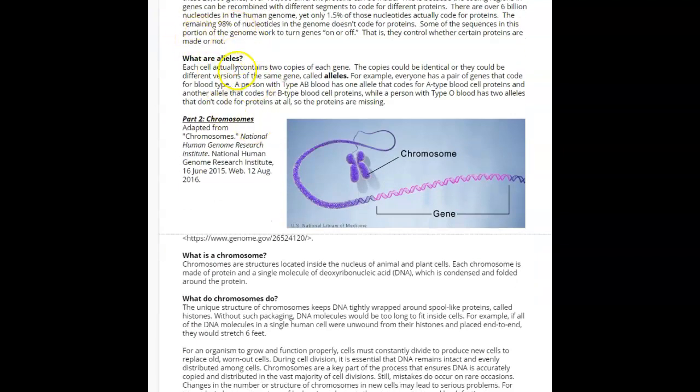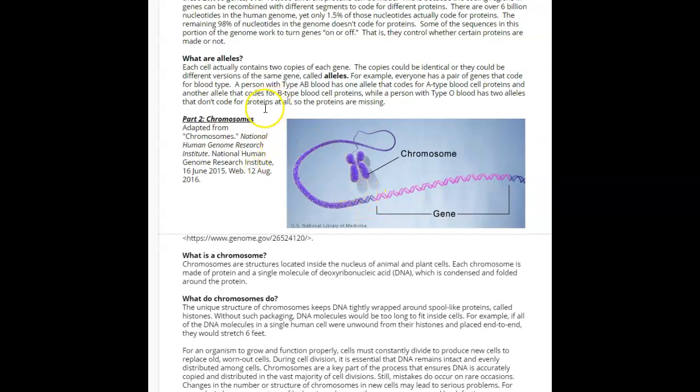So what about alleles? What are alleles? Well, each cell actually contains 2 copies of each gene. The copies could be identical, or they could be different versions of the same gene, called alleles. For example, everyone has a pair of genes that code for blood type. A person with type AB blood has one allele that codes for A-type blood cell proteins, and another allele that codes for B-type blood cell proteins, while a person with type O blood has 2 alleles that don't code for proteins at all, so the proteins are missing.